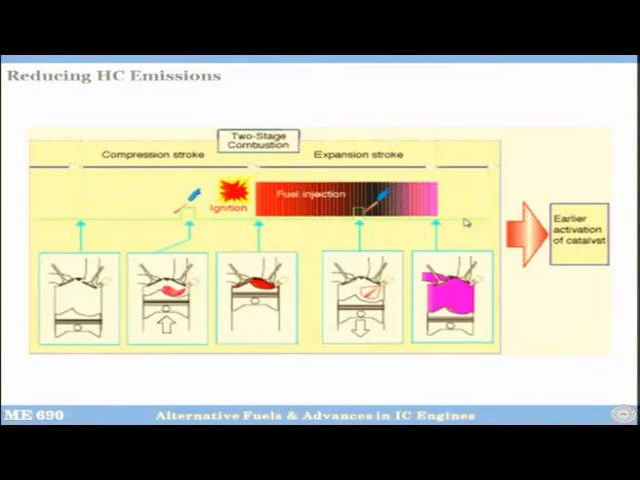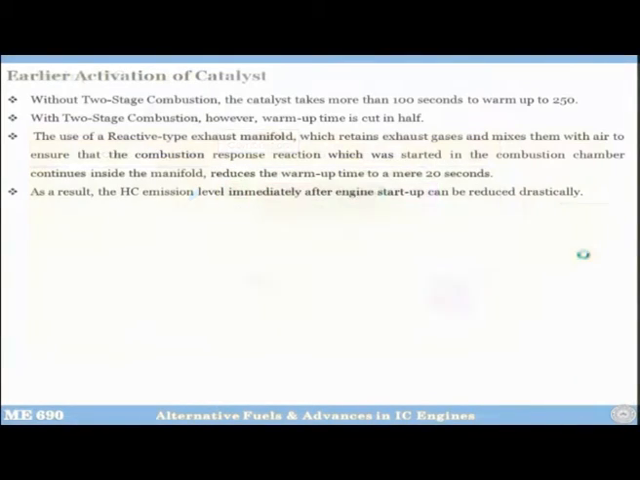So, you do this only for the first 20-30 seconds, after that switch it off, because this is non-work-producing fuel injection. It costs you fuel, it causes a fuel penalty. So, you do not want to do that for a long time. This leads to earlier activation of the catalyst. Without two-stage combustion, in a typical case, the catalyst takes 100 seconds or more to warm up. It depends on the case, but 100 to 300 seconds it takes to warm up to 250. That means for 100 to 300 seconds you will be emitting full-scale HC and CO emissions into the environment.